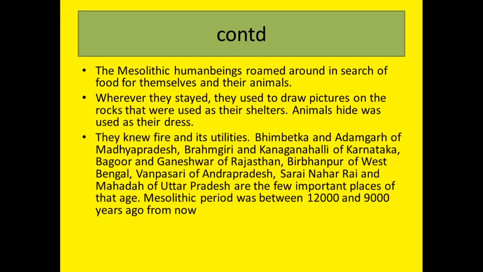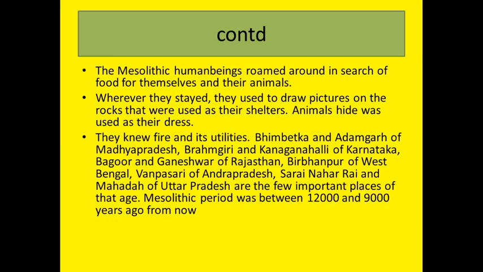In the Mesolithic Age, human beings roamed around in search of food for themselves and their animals. Wherever they stayed, they used to draw pictures on the rocks, and these rocks were used as their shelters. Animals' hide was used as their dress. They knew fire and its utilities.